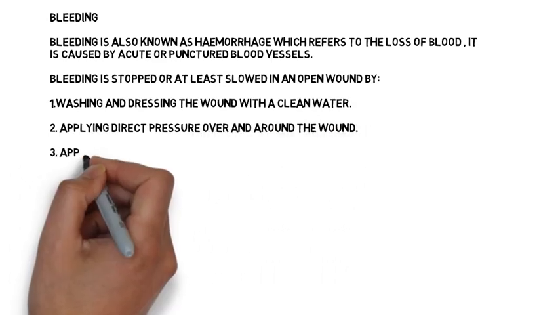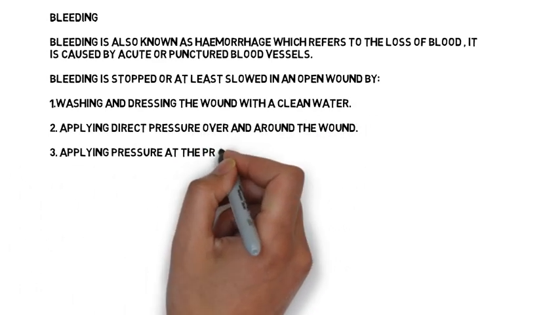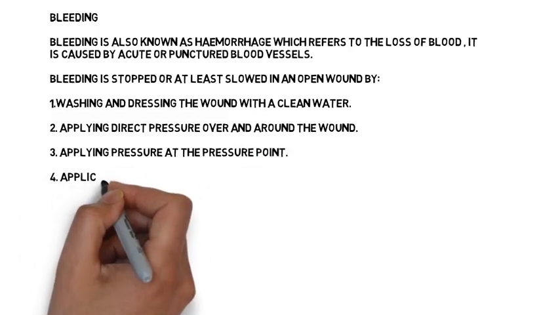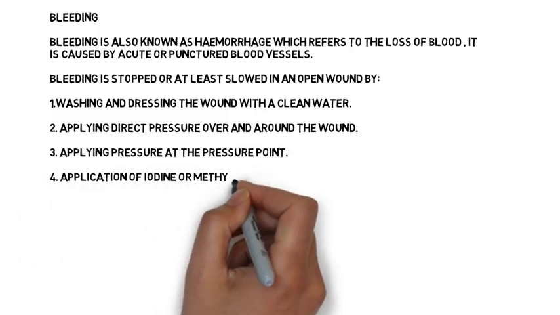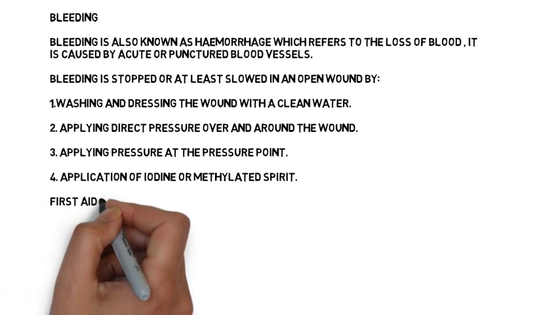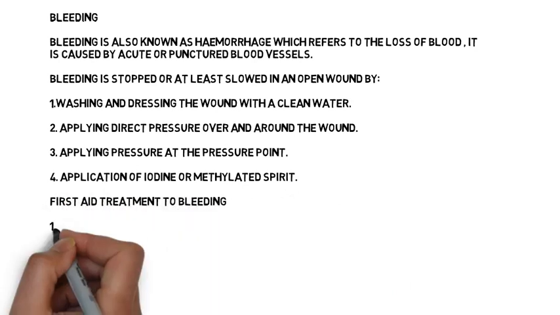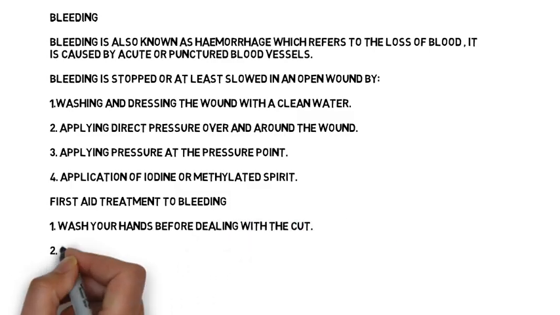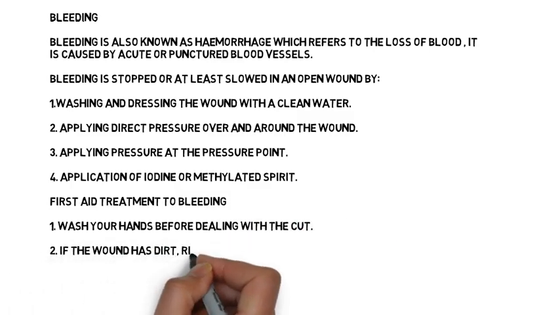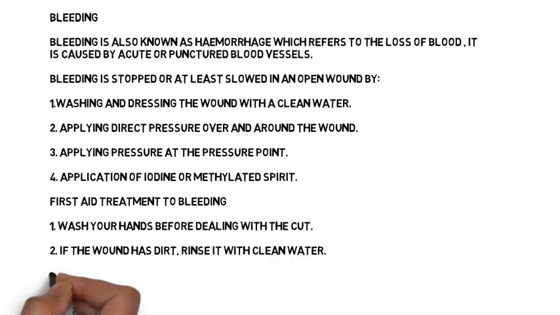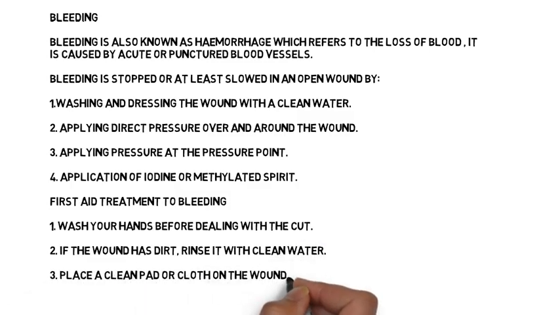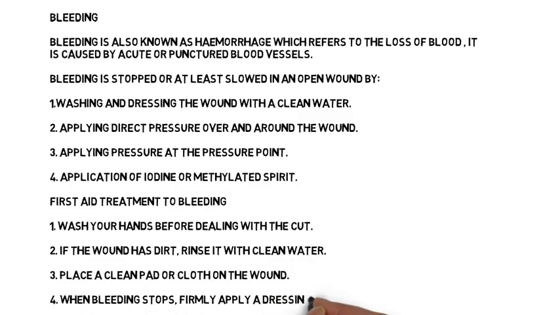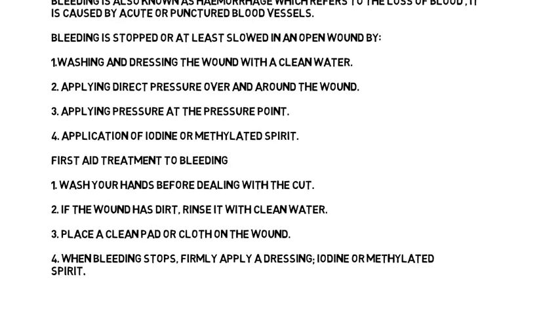First aid treatment for bleeding. 1. Wash your hands before dealing with the cut. 2. If the wound has dirt, rinse it with clean water. 3. Place a clean pad or cloth on the wound. 4. When bleeding stops, firmly apply a dressing, iodine or spirits.